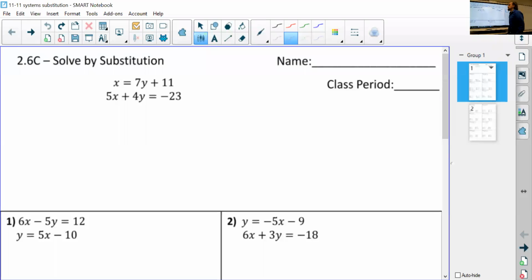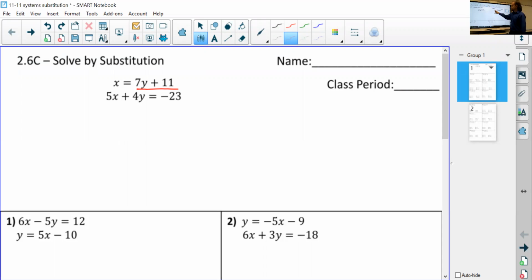Okay, let's get through some actual math today. We're solving by substitution. This is our second way of solving systems of equations. And this one is really good if you are given the value of one of our variables. So this one tells us x equals 7y plus 11. It doesn't really tell us what x is, but it's got x isolated. We can work with that.